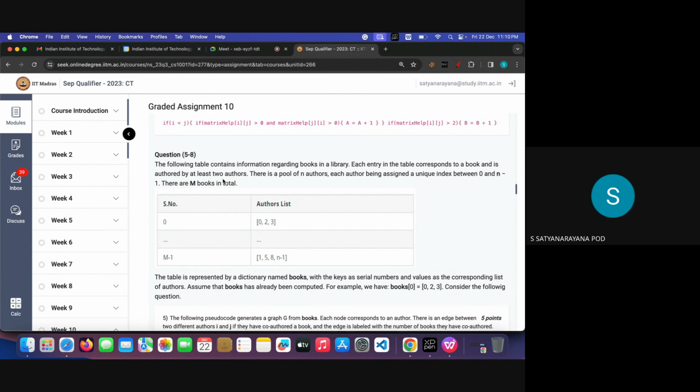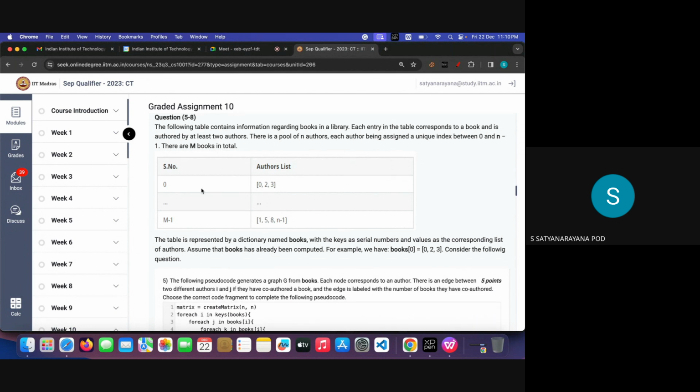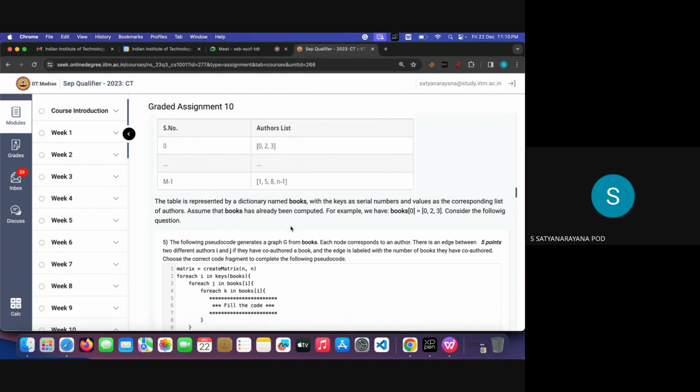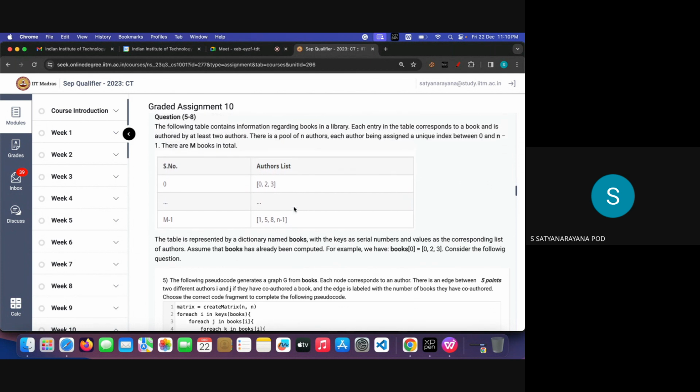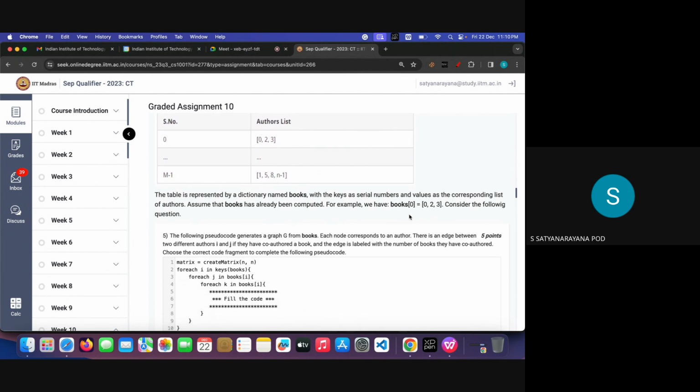Each entry has at least 2 authors. Maybe it is 3, 4, there might be 4 authors. Each author is being assigned a unique index. So the 0th book is there, who are the authors? First book is there, who are the authors? Up to n minus 1. The table is representing a dictionary of books, with keys of serial numbers and values of the corresponding list of authors. Assume the books are already computed. For example, books of 0 is 1 to 3.